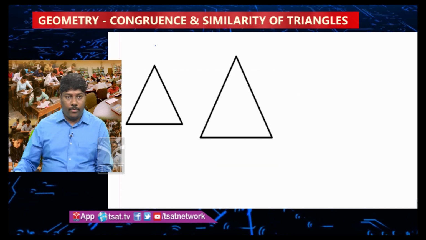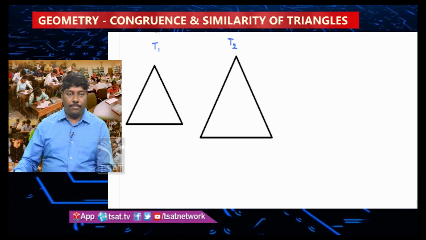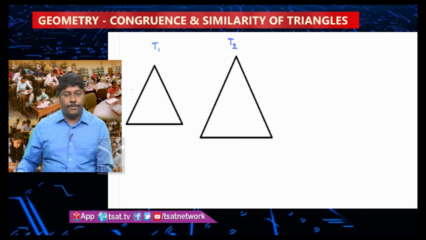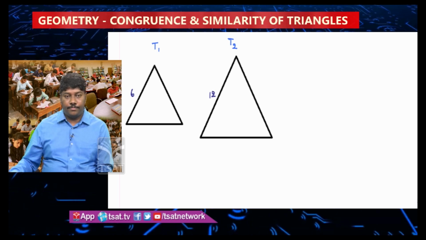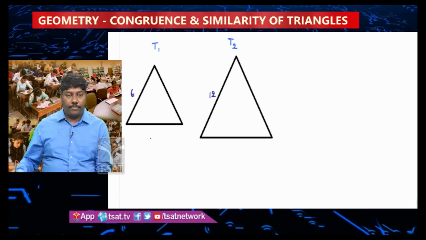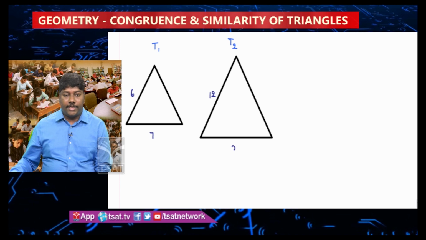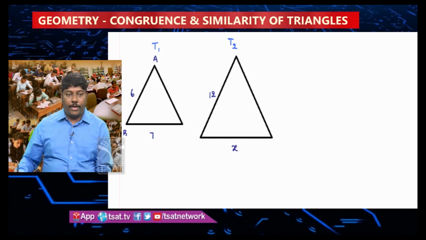Two triangles, suppose triangle 1 and triangle 2. These are similar triangles I am giving you. This side is 6, this side is 12. They are similar triangles in the respective ratio. If this side is 7 and the corresponding side is x, find out the value of x. ABC, PQR.